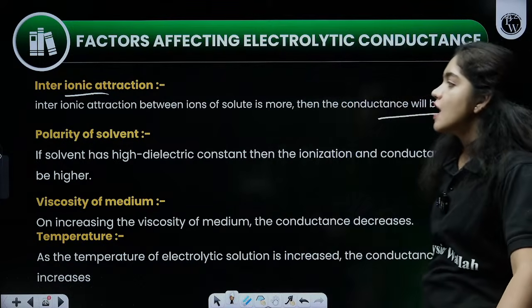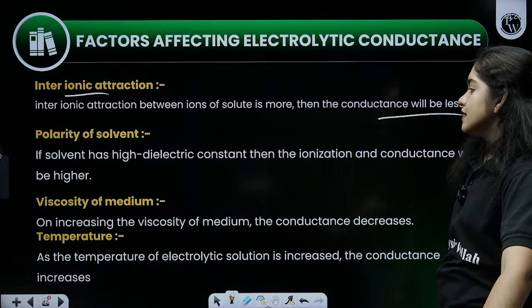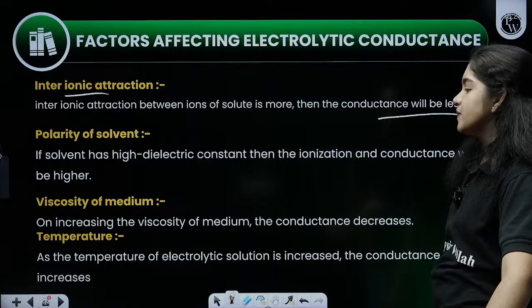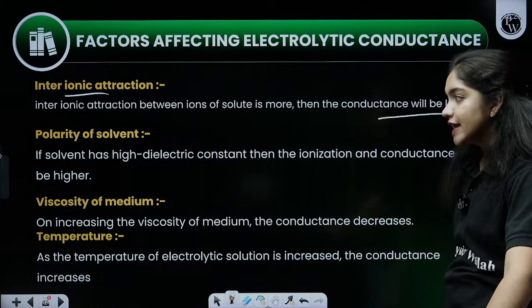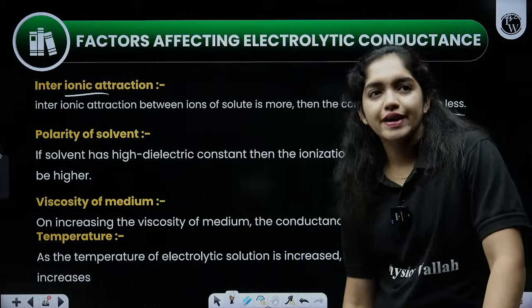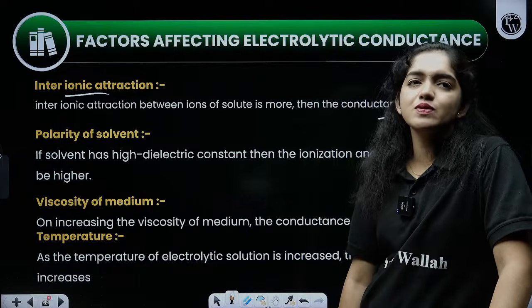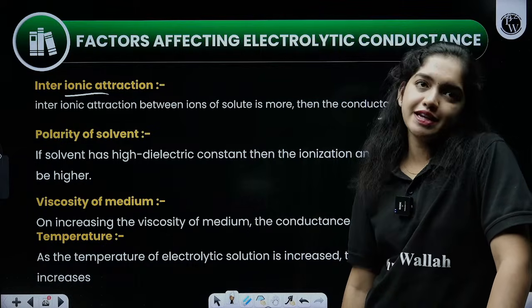The next one is the polarity of the solvent. If the solvent has a high dielectric constant, then the ionization and conductance will be higher. If the polarity is very high, the conductance will be very high. Alpha, beta, gamma: where are we using them? Alpha is the degree of dissociation, okay?